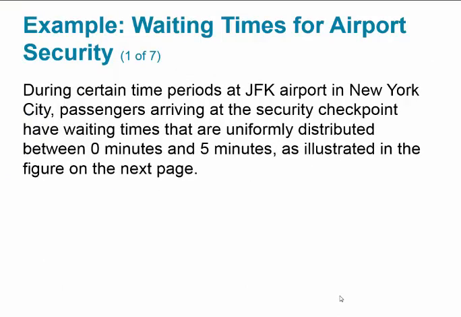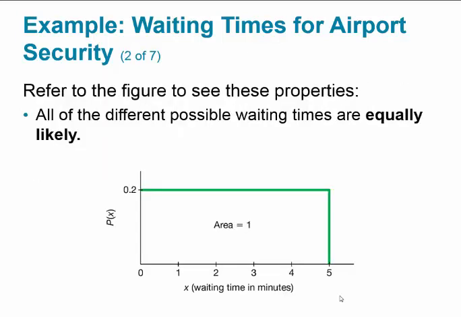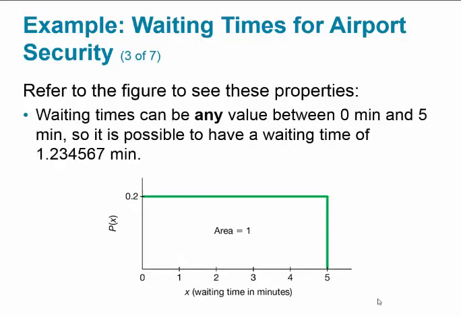So, here's an example for uniform distribution. During certain time periods at JFK Airport in New York City, passengers arriving at the security checkpoint have waiting times that are uniformly distributed between 0 minutes and 5 minutes. And so, since it's a uniform distribution, all the different possible waiting times are equally likely. So you can see here that this would be a uniform distribution.